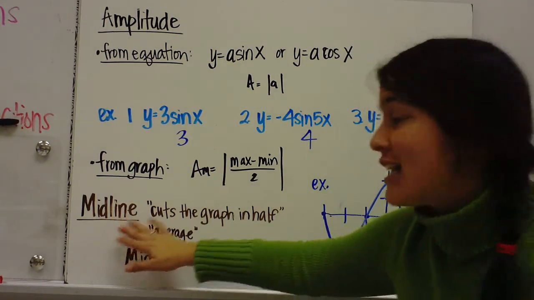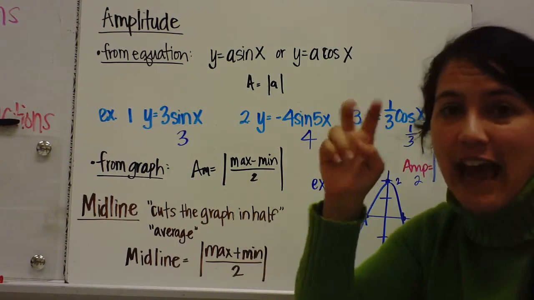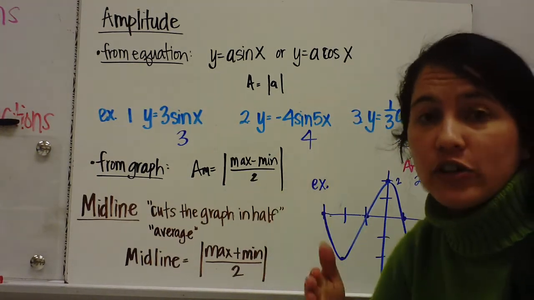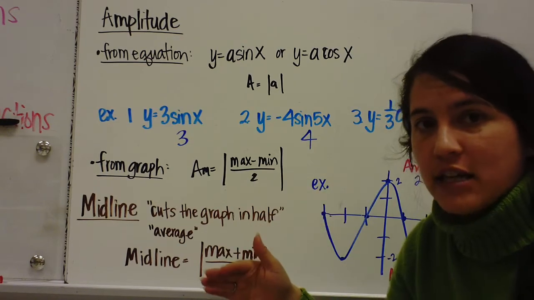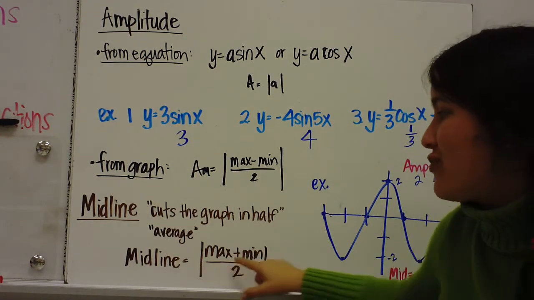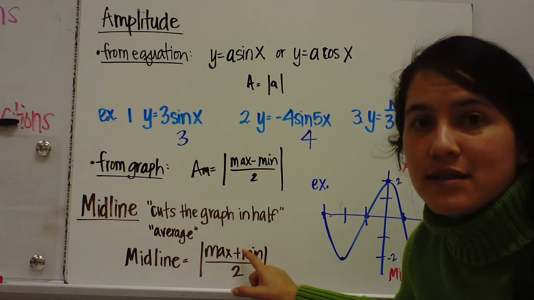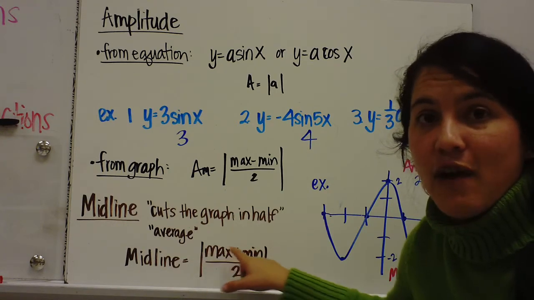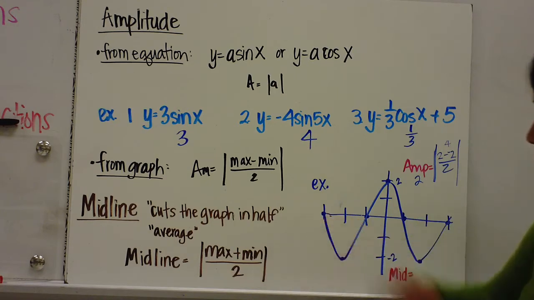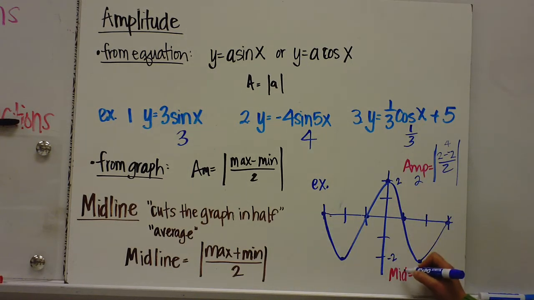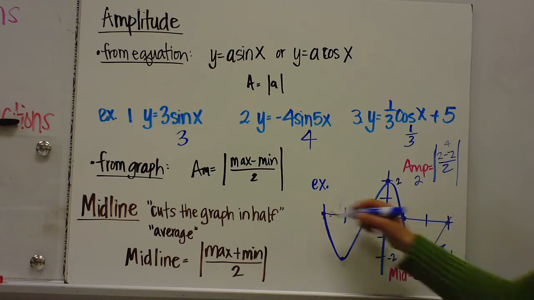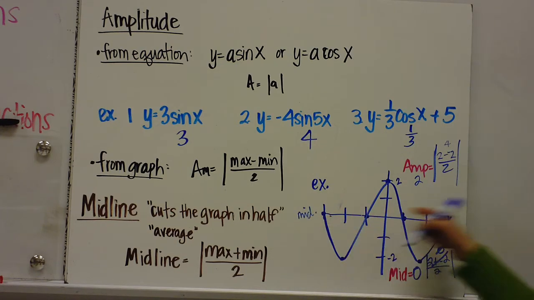Next, midline. The midline cuts the graph in half. So it's like the average. It cuts it horizontally, not vertically, not like the axis of symmetry, but a midline cuts it in half horizontally. And the way you find your midline is you take the max plus the min divided by 2. So it really is the average. You add the 2 divided by 2. So in this example, my max is 2, my minimum is negative 2. So when I add those together, 2 plus negative 2 is 0, and 0 divided by 2 is 0, so the midline is 0, and that means it's this axis right here. The midline is the x-axis.